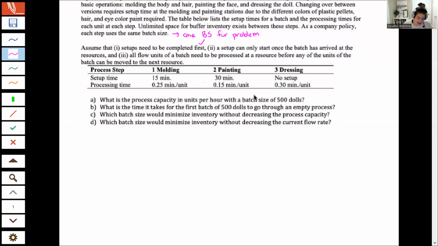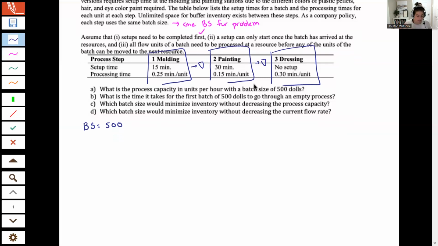So it asks us here for A, what's the process capacity in units per hour of a batch size of 500 dolls? Okay, so it gives us that batch size of 500, and it asks us for the process capacity. To find the process capacity, we have to find the capacity of each of these events because they're going to go from molding into a buffer, then into painting, into a buffer, and then into dressing. There are going to be 3 different things there.